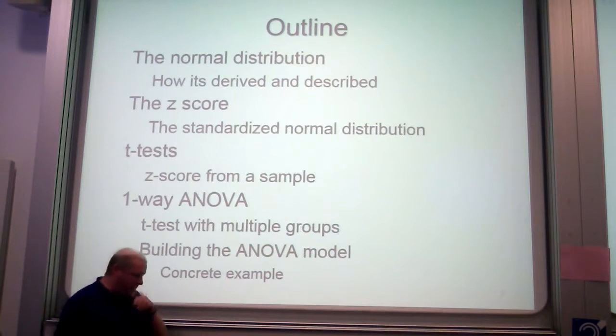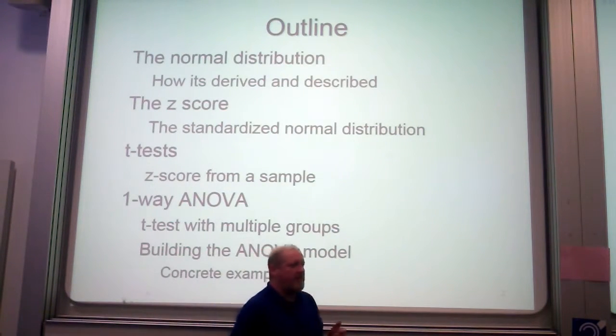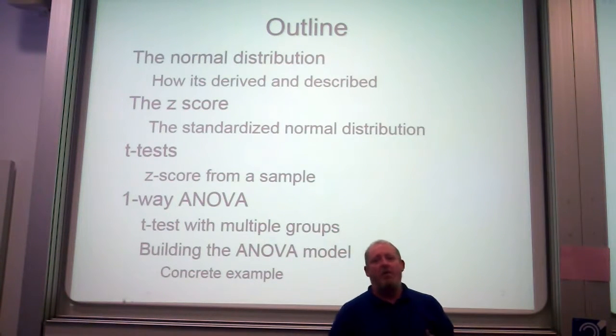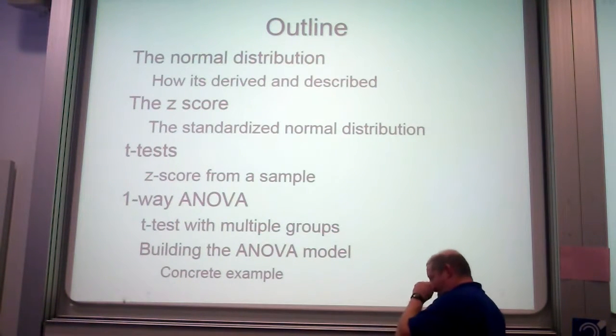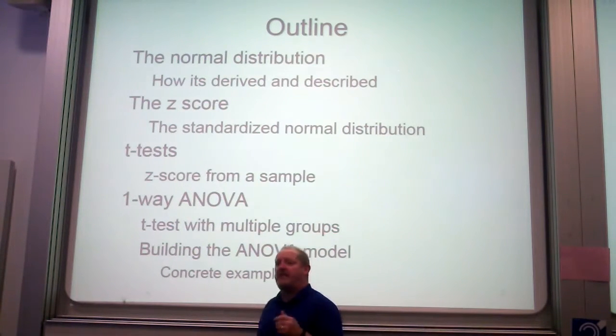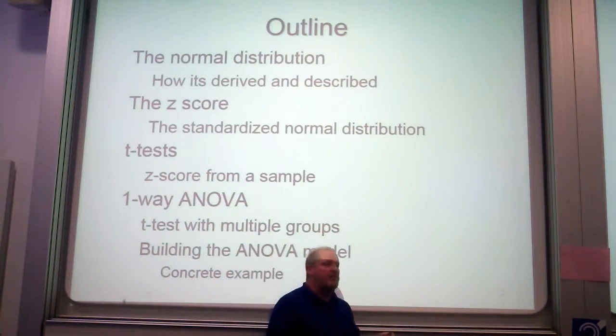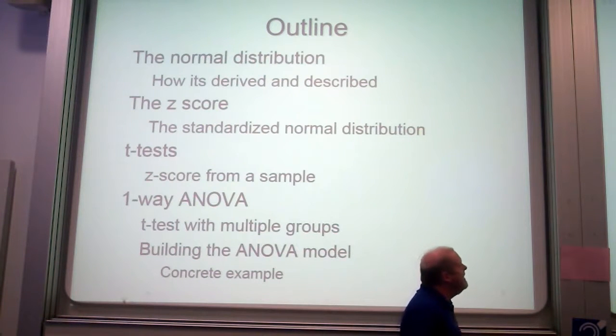What we're going to do is start off looking at the normal distribution. So where does it come from? Why is it so pervasive? Then we'll look at the Z-score, the standardized normal distribution. This should be familiar to you from first year.